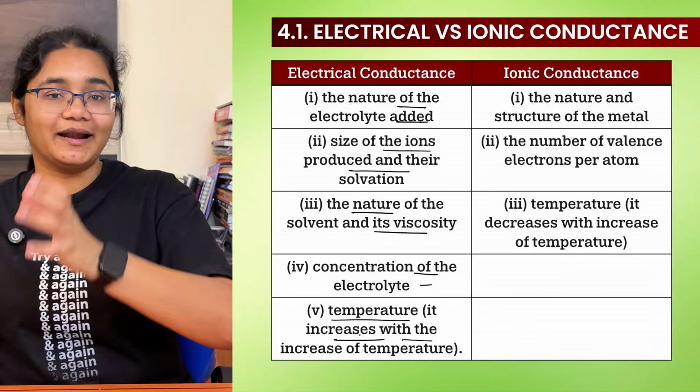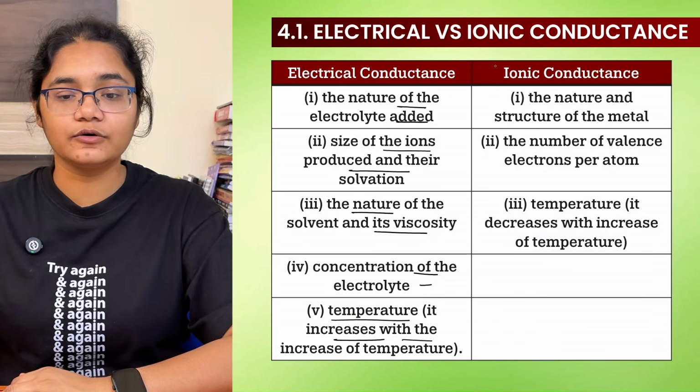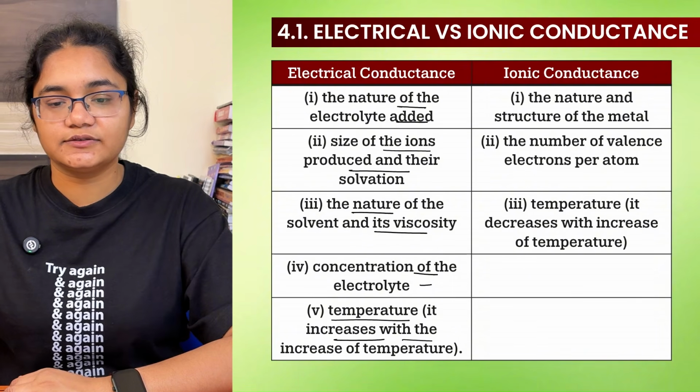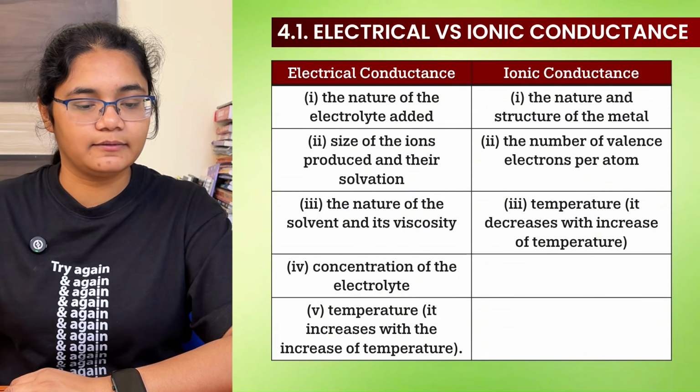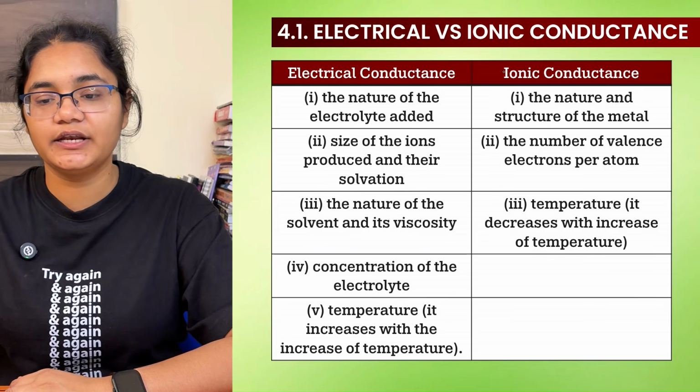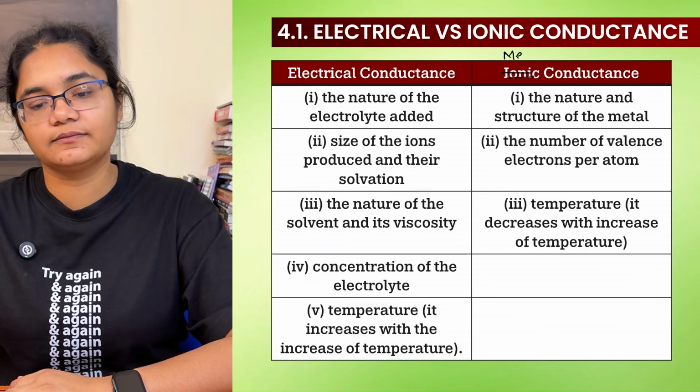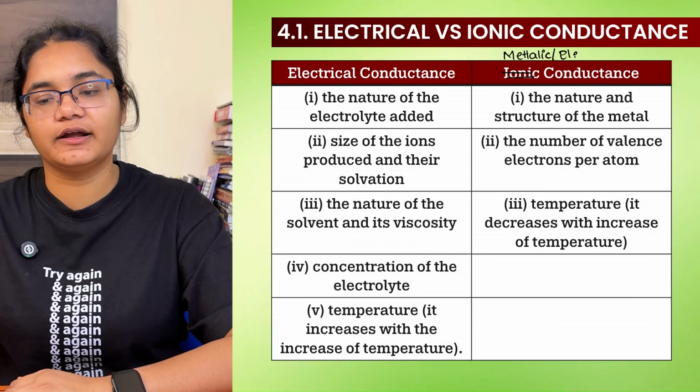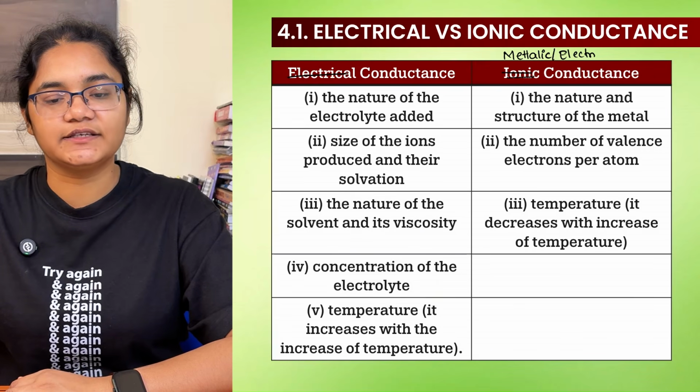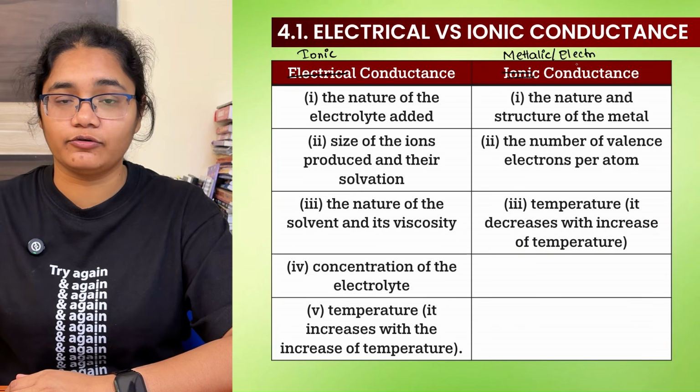Now if I talk about metallic conductance, or just a minute, sorry, I have made a small mistake, let me just change it. This is your metallic conductance, or you can say electrical conductance, and this is actually your ionic conductance due to the ions. Here the conductance is due to electrons.